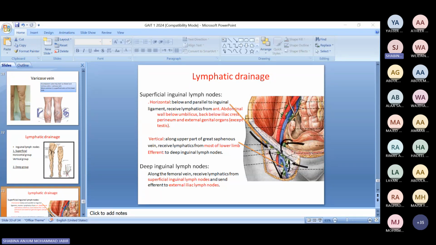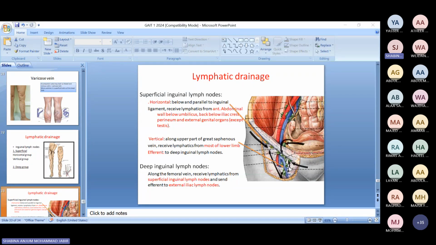And finally, they will receive the lymph from where? From the anterior abdominal wall below the umbilicus. Same way from the back side below the iliac crest, perineum and external genital areas, except the testes.